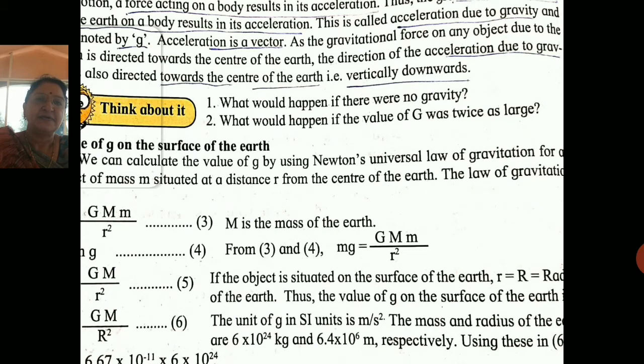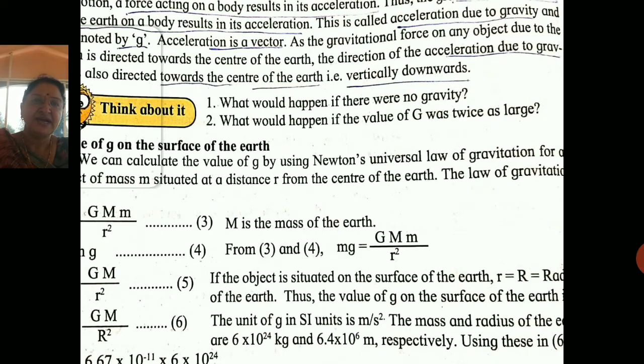As we know, when a force acts on any body, it produces acceleration. Due to that force, the velocity of that body is changed, that is, acceleration is produced. As we learn here that Earth exerts gravitational force on any object, it means that some acceleration is produced, and that acceleration is called acceleration due to gravity, or it is also known as gravitational acceleration, and it is denoted by the symbol small g.